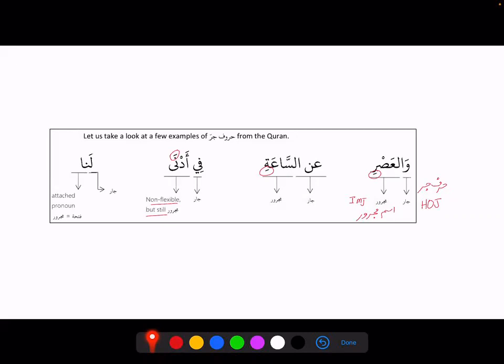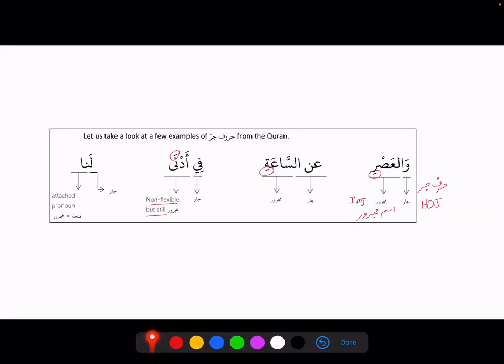So that's why it is not going to show us, but we know that fi is Harf-Jar. So this adna is basically ism majrur over here, but it is not showing us. Okay, keep that in your mind.